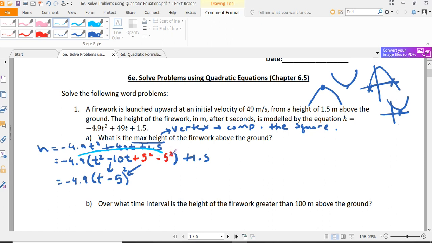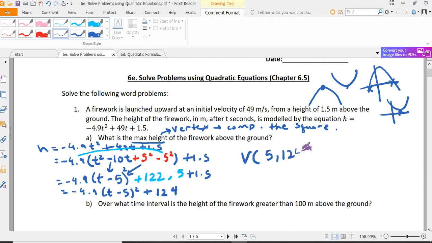So 5 squared is 25. Negative 4.9 times negative 25 is positive 122.5. And then, of course, I'm going to add the plus 1.5. I'm just going to rewrite this: (t minus 5) squared, and then 122.5 plus 1.5 is 124. Which means my vertex is (5, 124).